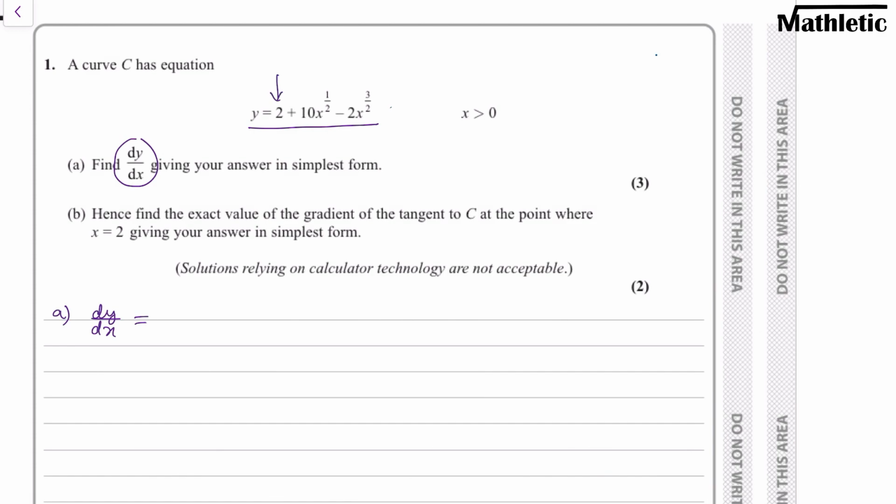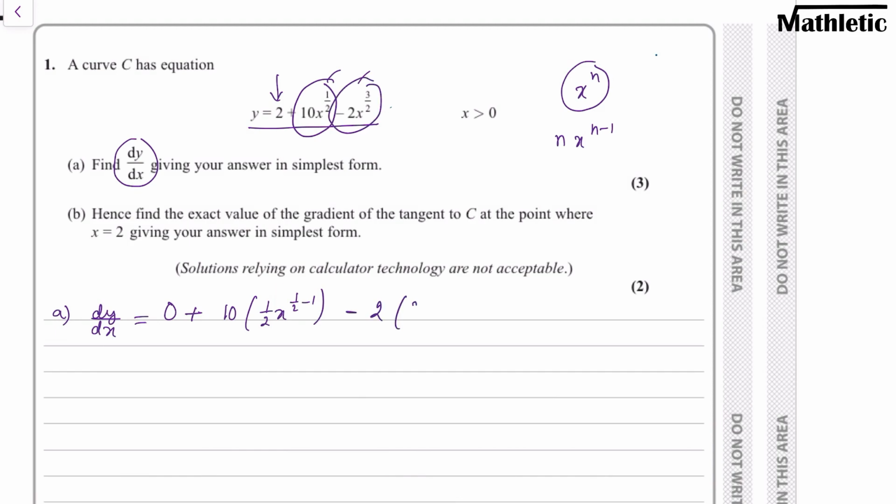Differentiation of 2 is 0 since we do not have any x related term. For the second and third one, we will use this formula. Differentiation of x to the power n is what? n x to the power n minus 1, right? So similarly, for this part, you will get half x to the power half minus 1. For the third one, 3 by 2 x to the power 3 by 2 minus 1. If I simplify this, I will get 5x to the power minus half and 3x to the power plus half.